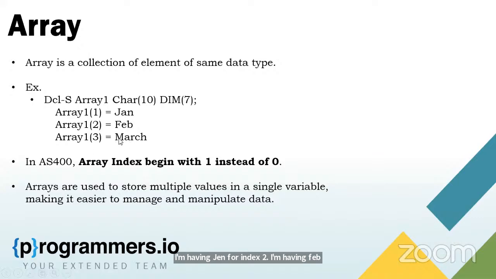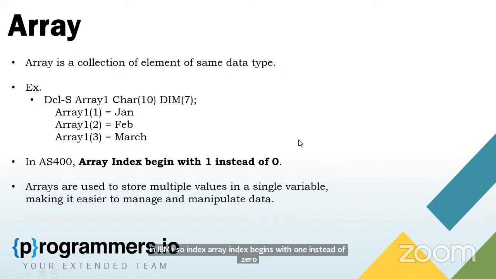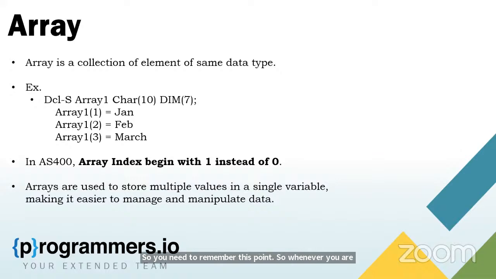So if you notice one thing, I have begun with index 1, 2, and 3. In IBM, the array index begins with 1 instead of 0. So you need to remember this point. Whenever you are working with IBM, you need to start the array index with 1 instead of 0.